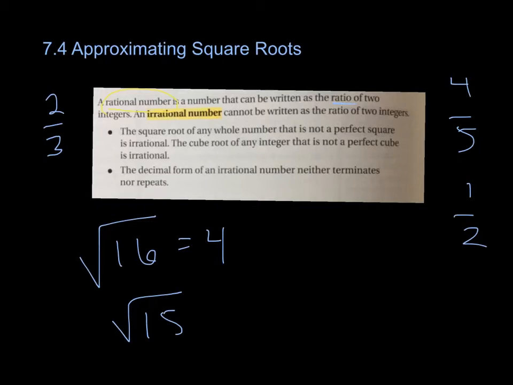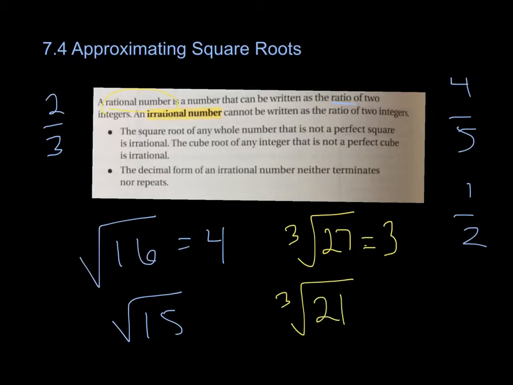And on the same note, the cube root of any number that is not a perfect cube is irrational. So the cube root of 27 is 3, right? Because 3 times 3 times 3 equals 27. So that's an actual answer. However, the cube root of 21, is there a cube root of 21? No, there's not. So the cube root of 21 is an irrational number.